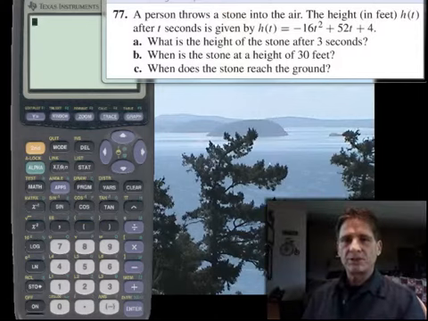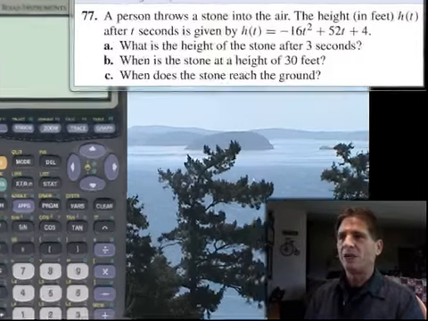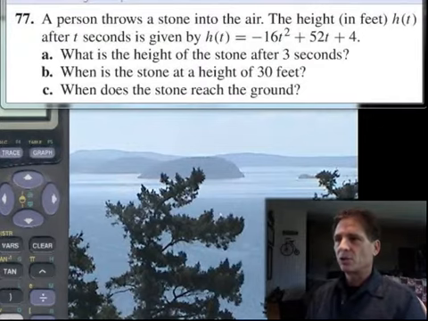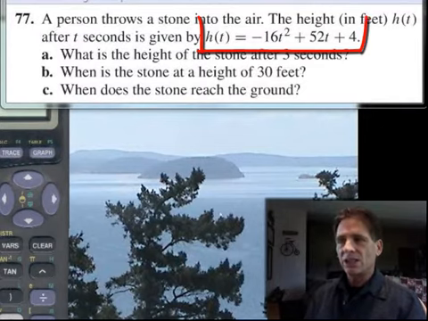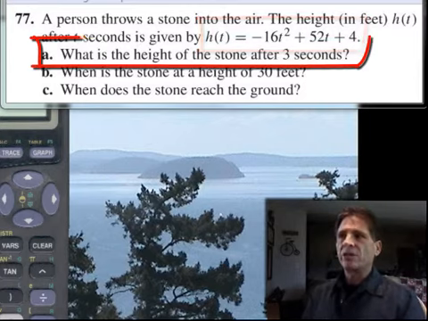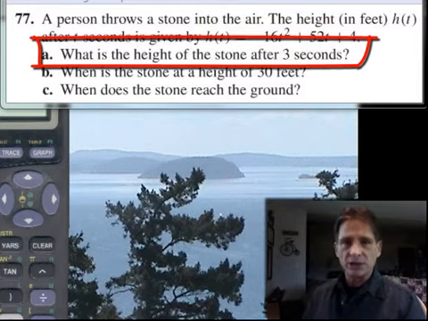This is problem 77 from section 7.5. As you can see, it says a person throws a stone into the air. The height in feet is given by the equation shown. Part A asks, what is the height of the stone after 3 seconds?